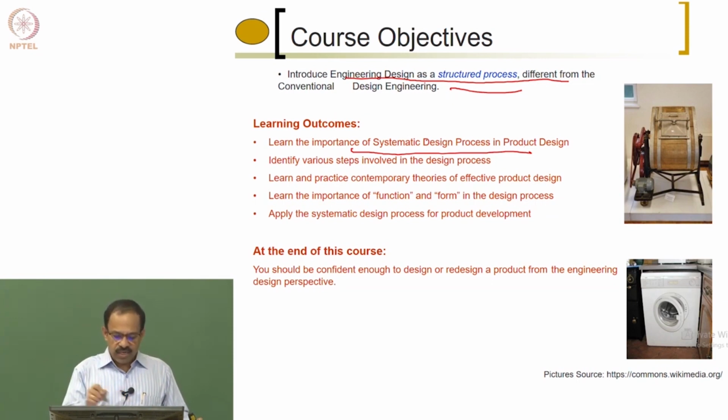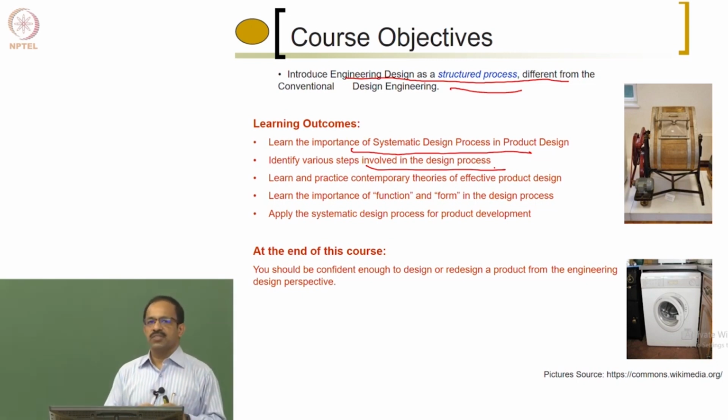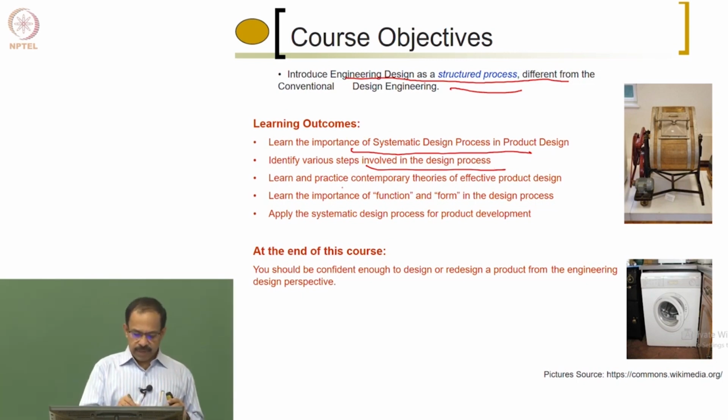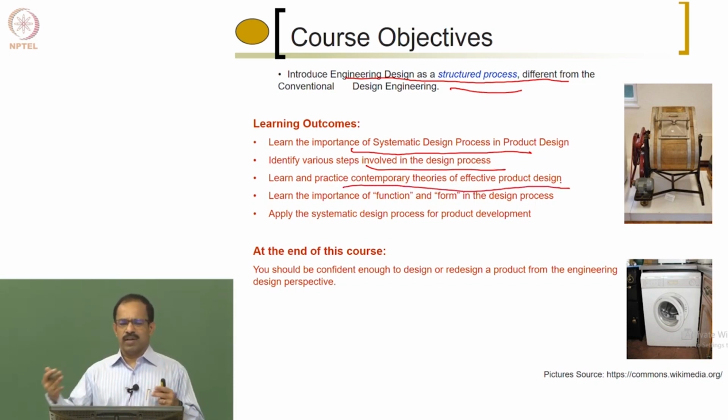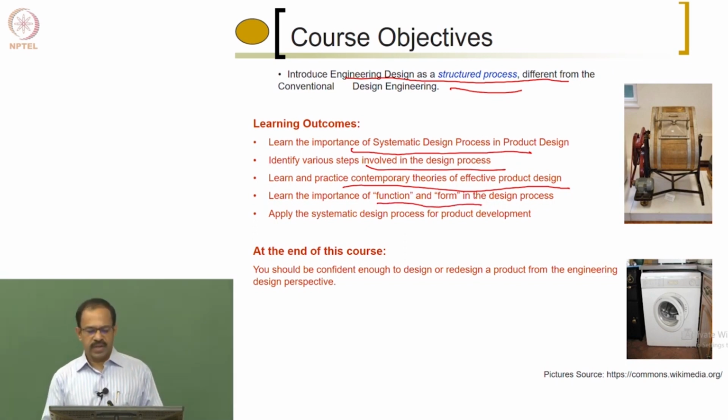So we need to understand the systematic design process in product design and identify various steps involved in the design process. Since it's a process, there will be various steps involved. So we want to learn what these steps are, and then learn and practice the contemporary theories of effective product design. There are a lot of theories people have proposed. So we look at some of those theories and then see how they can be used in various steps of the design process. And then, as I told you, learn the importance of function and form in the design process. So function and form becomes the core of this design process.